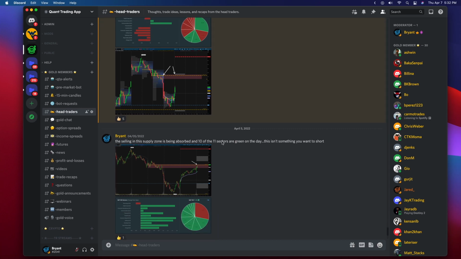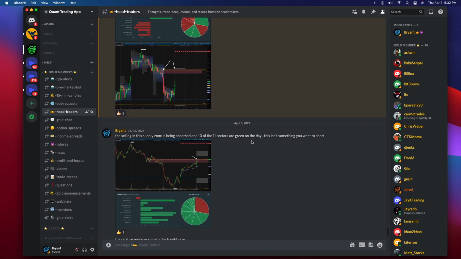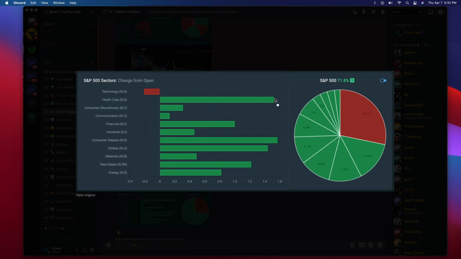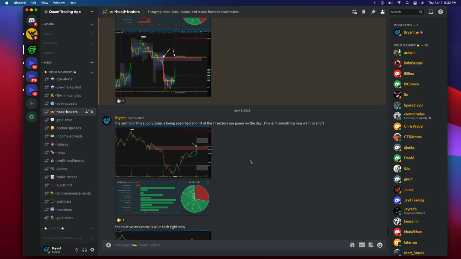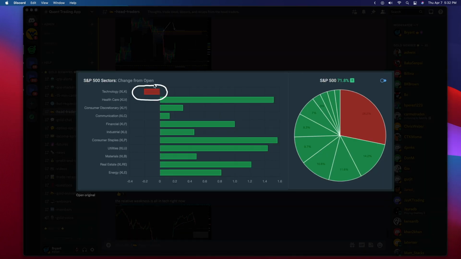Now, what I end up posting for everyone is the selling and supply zone is being absorbed, and 10 of the 11 sectors are green for today. So this isn't something you necessarily want to short. I don't like shorting whenever we see all of the sectors are green at the moment, because it usually means it's just going to be a scalp or a pullback, which is fine. But as I mentioned at the beginning of this video, I'm not really looking for the scalp or the small move. I'm looking to see where's the opportunity for the larger move. So I'm suggesting if you're looking to take a short, you might as well short the weakest sector right now, which would be technology.